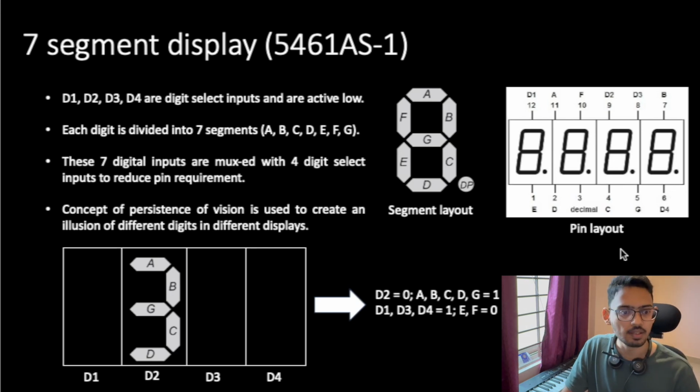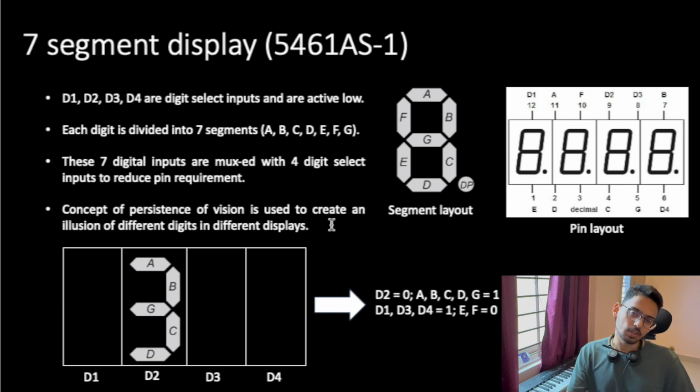Now the question arises: if we want to show different numbers in different digits, for example 1, 2, 3, 4 on these 4 displays, then how can we do that? The answer is, we use the theory of persistence of vision, which means that if a particular image changes at a rate faster than 1/16 of a second, then our mind sees it as continuous. What we will be doing is sequentially switching between these digits in a very fast manner.